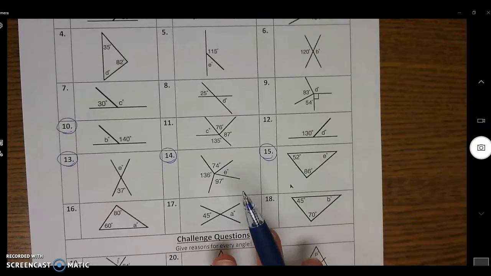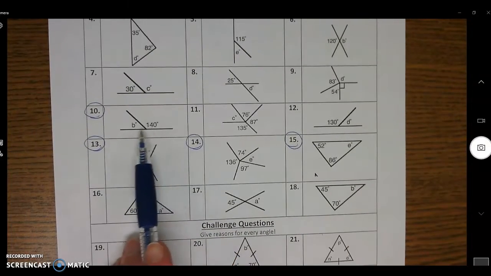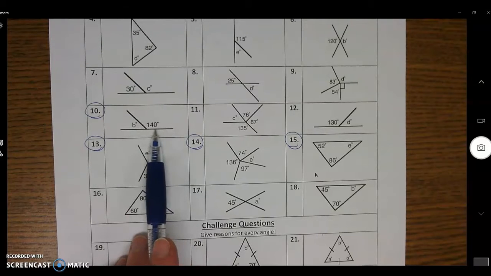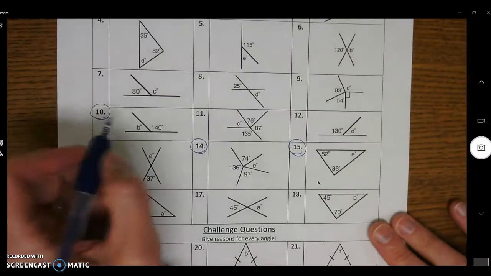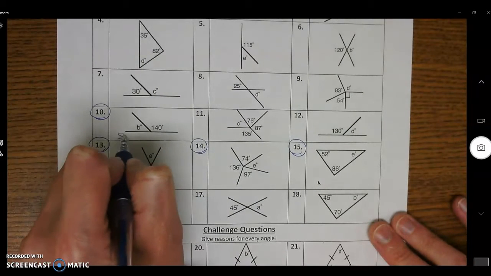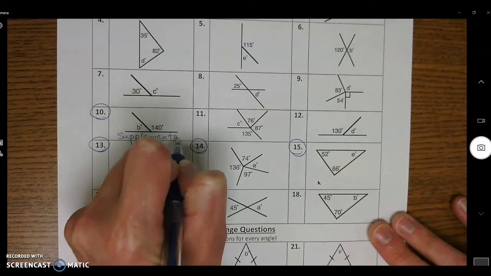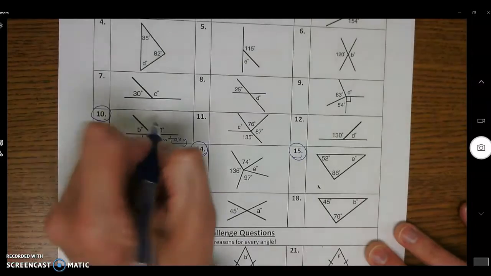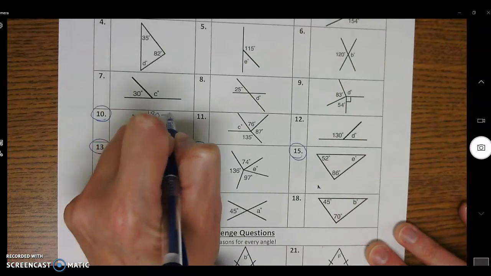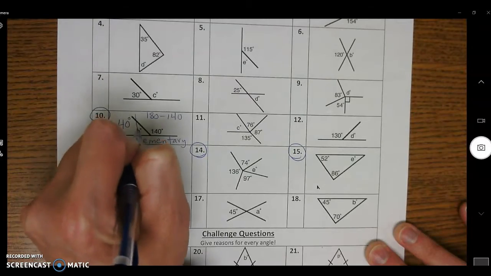So hopefully this will feel like a nice review for you. Otherwise, you're learning some new things here today. So first off, whenever we have a straight line, two angles that make up a straight line are called supplementary angles. So these two angles are supplementary to each other, and they add up to 180 degrees. So 180 minus 140, that means letter B is 40 degrees.